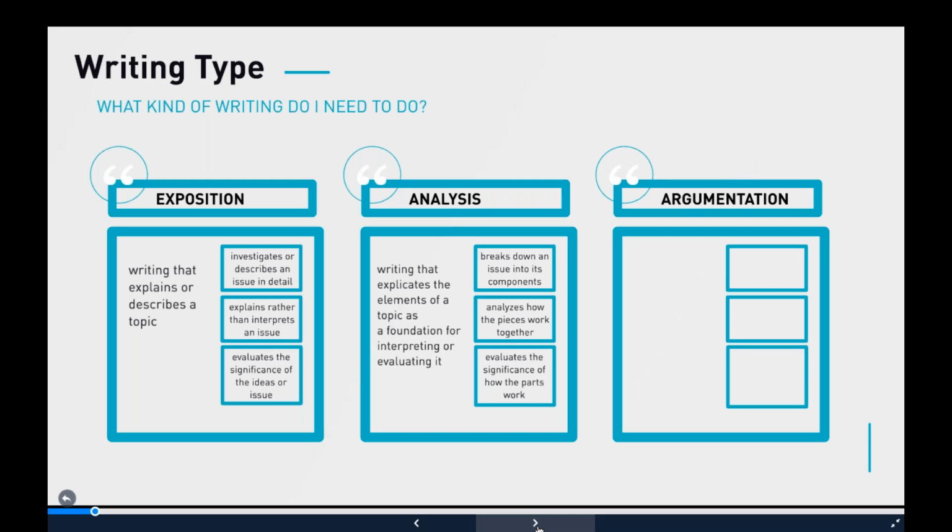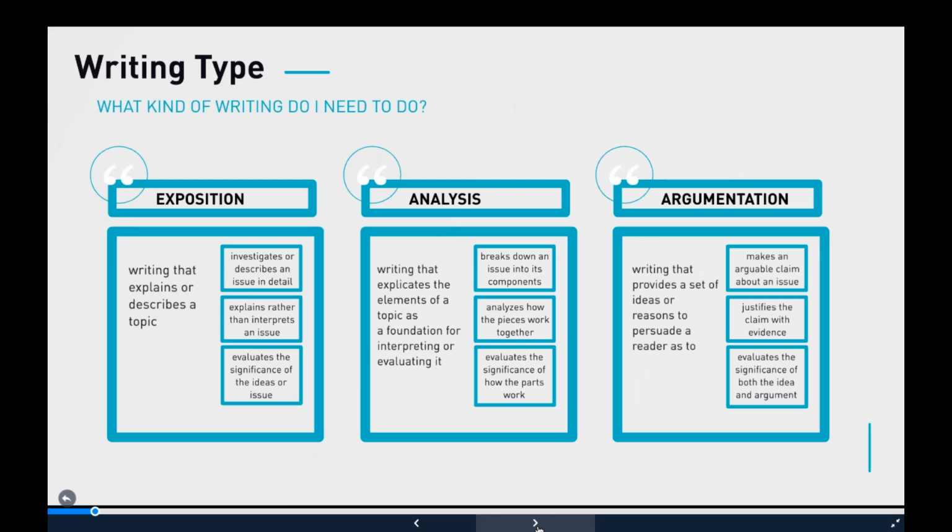In analytical writing, we're being asked to explain how the elements that we described in expository writing relate to each other. Think of this as more the car manual kind of writing. We're explaining how things work together to create a whole. It will break down the issue into its parts, analyze how the pieces work together, and then evaluate the significance of how the parts work. So this is different than evaluating the whole. So instead of evaluating my car per se, I'm evaluating how its pieces work in order to perform a function. If I wanted to evaluate the actual car, I would move into argumentation.